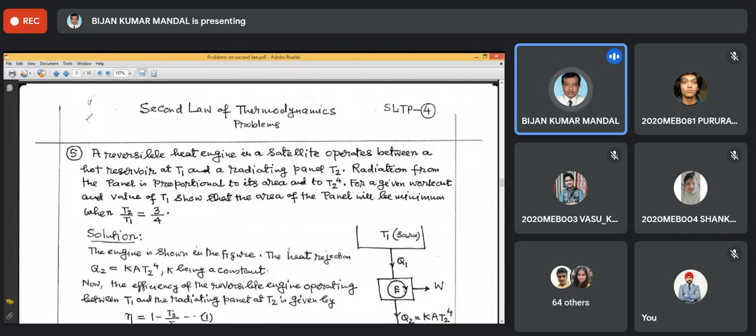A reversible heat engine in a satellite operates between a hot reservoir at T1 and a radiating panel at T2. Radiation from the panel is proportional to its area and to T to the power 4. I think you know that radiation is proportional to the fourth power of temperature. For a given work output and value of T1, show that the area of the panel will be minimum when T1 by T2 is equal to 3 by 4.